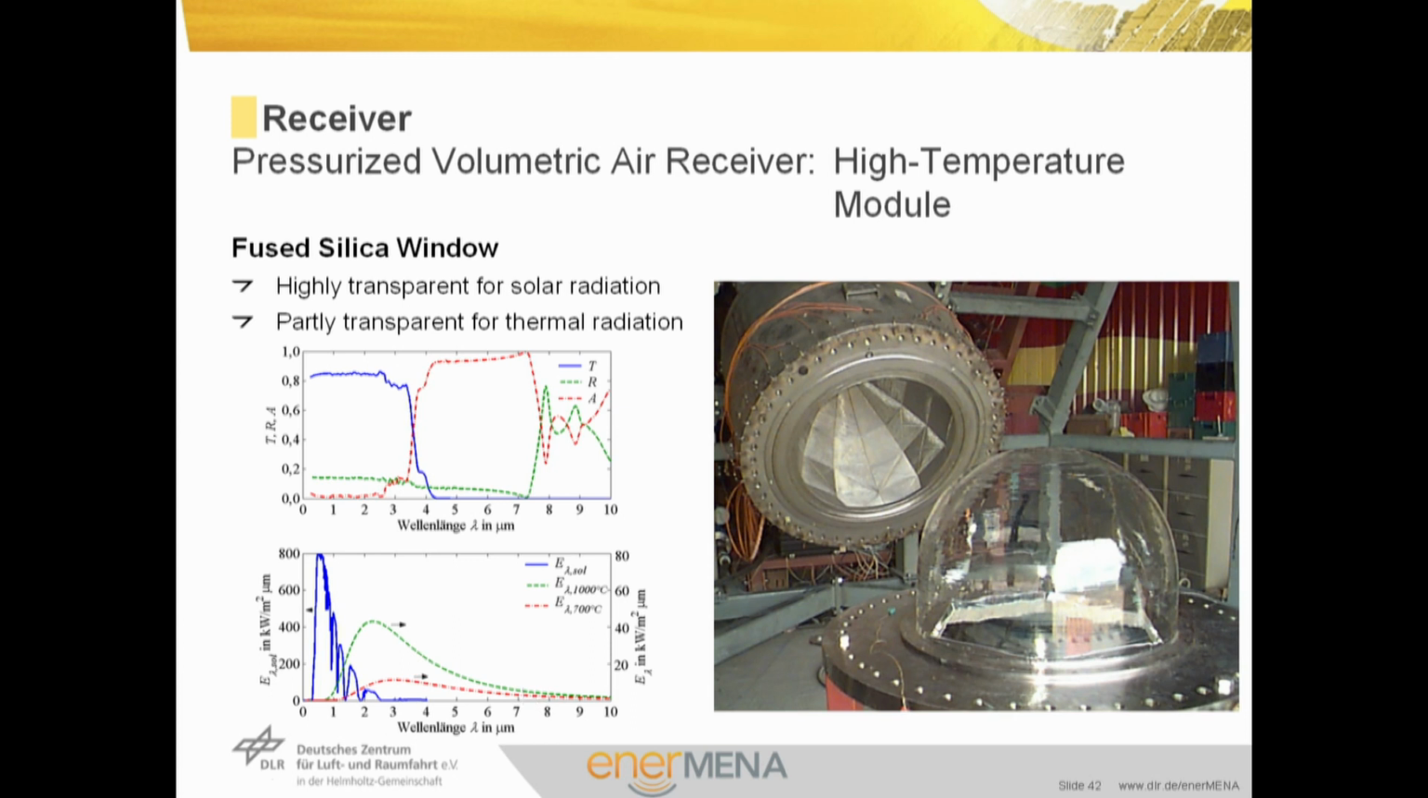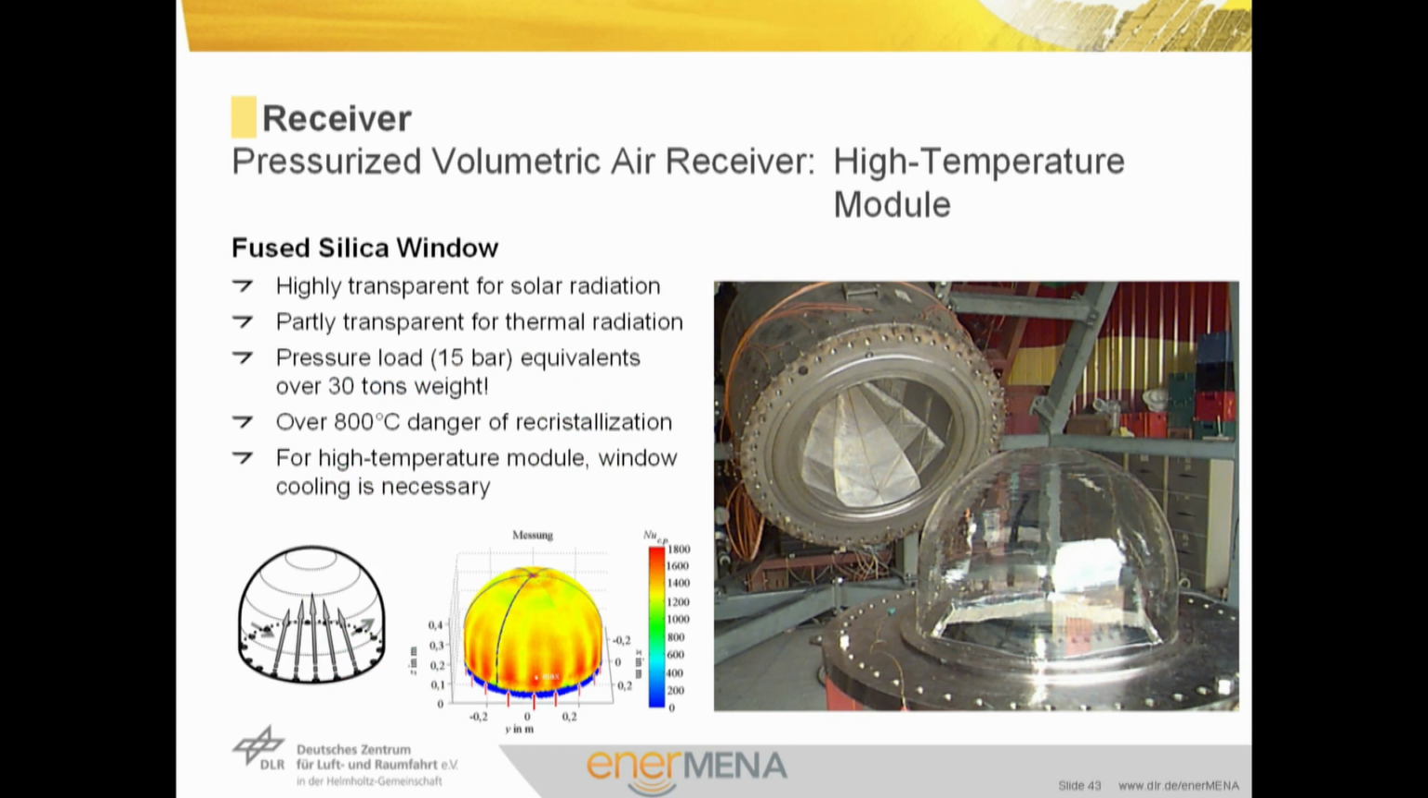Also, the window reduces convective losses, and the window is formed like a dome because this shape enhances transmittance of sunlight and bears the pressure load of the receiver. Sound engineering must be used to bear the window on a water-cooled window flange. The problem of movement due to differential thermal expansion between metal and fused silica was solved. The forces on the window are huge, over 30 tons weight for a pressure of 15 bar. For outer temperatures over 850 degrees C, we have to use an active window cooling.